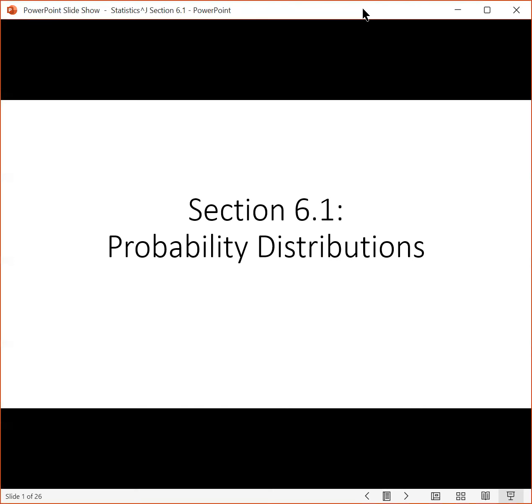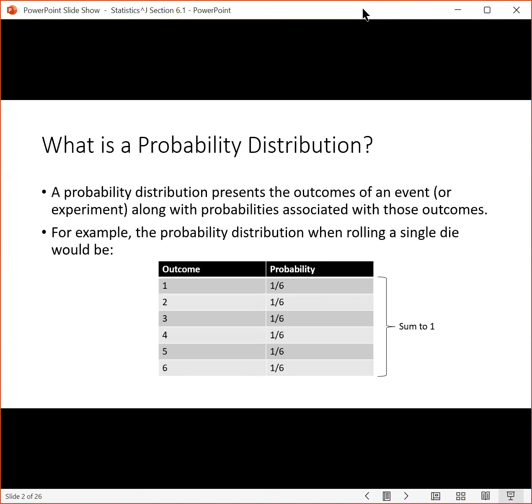Hello. In this video, we will cover section 6.1, which is on probability distributions. A probability distribution presents the outcomes of an event or experiment, along with the probabilities that are associated with those outcomes. For example, the probability distribution when rolling a single die would be as follows.